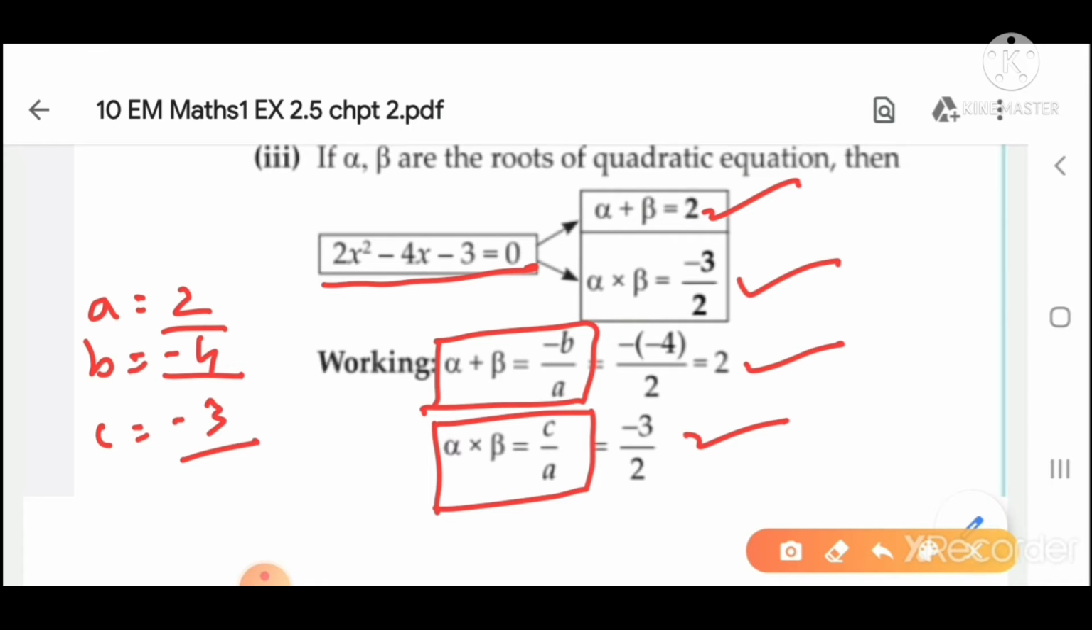Simple formula you have to remember, and this formula is very important, that will help you to solve the further sums also. So this is very important, star mark. Alpha plus beta equal to minus b upon a and alpha into beta equal to c upon a. Remember. I hope it is clear, students. Let us move to next sum now of this exercise.